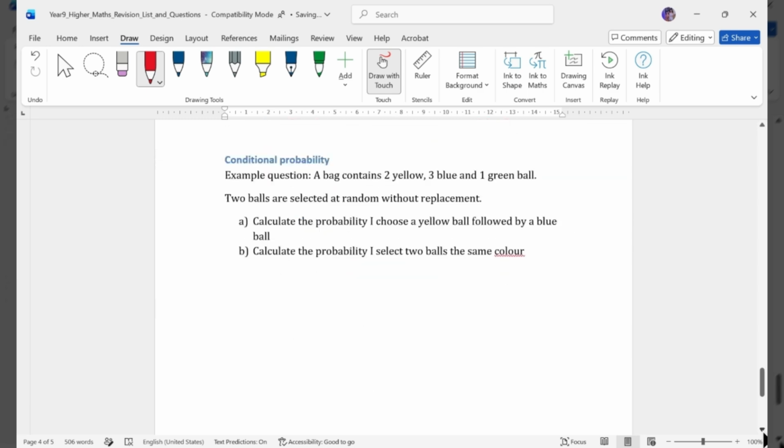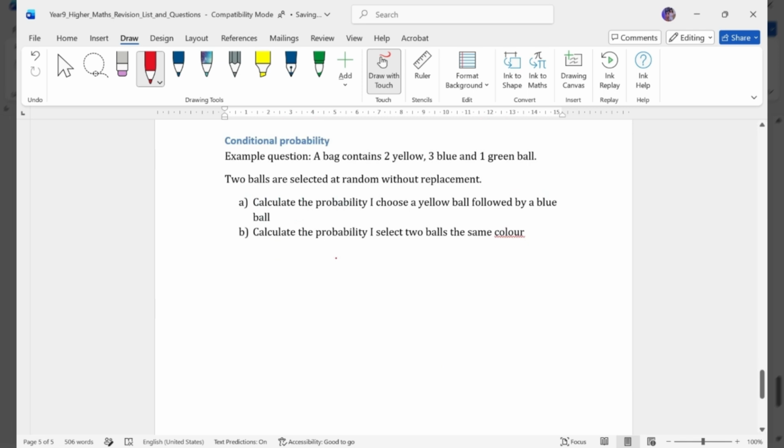Right, and then the A* one here, massive A*, probably the hardest question we get. One of the hardest in maths, I would say. Okay, so conditional. In other words, we're taking 2 balls in this case. Could be three, right? And we're not putting the ball back that we take. So we're going to start with 2 yellows, 3 blues, and 1 green. So A. Calculate the probability I choose a yellow followed by a blue.